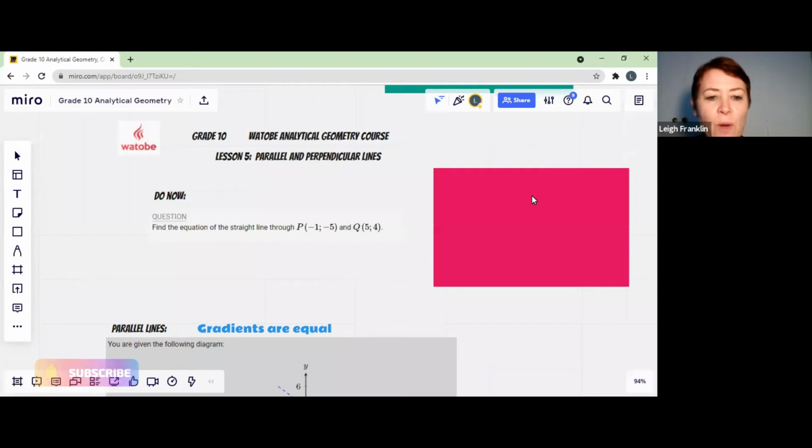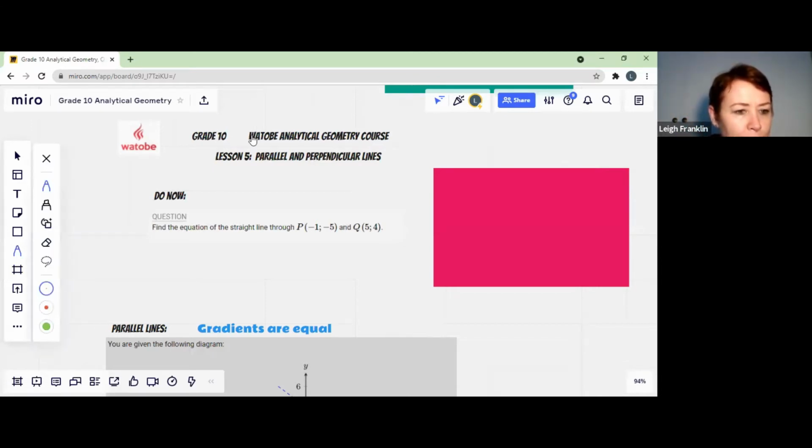I want you to find the equation of the straight line through P. Oh, sorry, and what I should have said here, it needs to be in the form y equals mx plus c. So let me just add that in. Okay, there we go. So there's your do now.